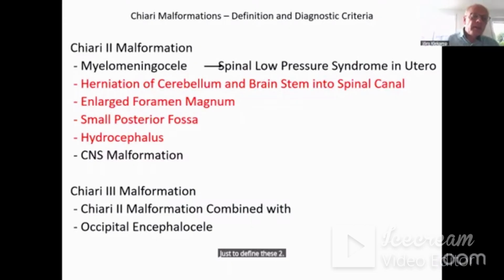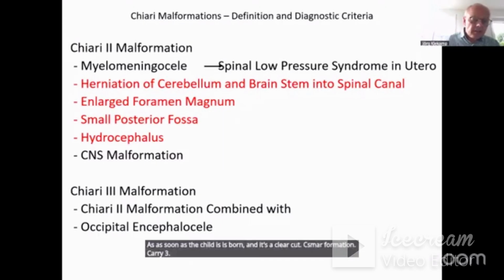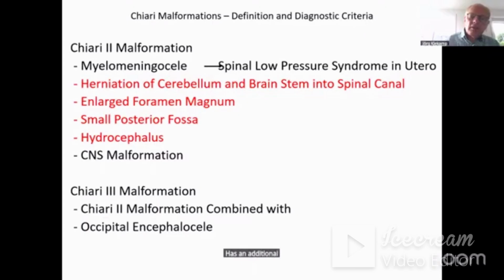And then Chiari 2, already heard, is related to myelomeningocele and spinal low pressure syndrome in utero, which causes herniation of cerebellum and brainstem into the spinal canal, enlarging the foramen magnum, associated with a small posterior fossa and hydrocephalus as soon as the child is born, and it's a clear-cut CNS malformation. Chiari 3 has an additional occipital encephalocele on top of it.